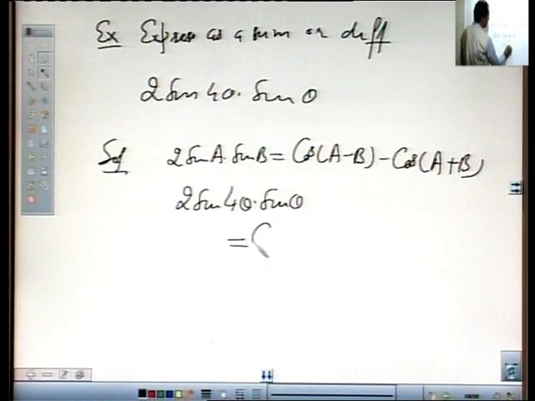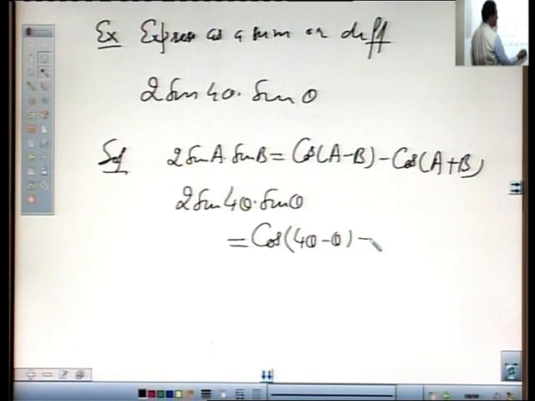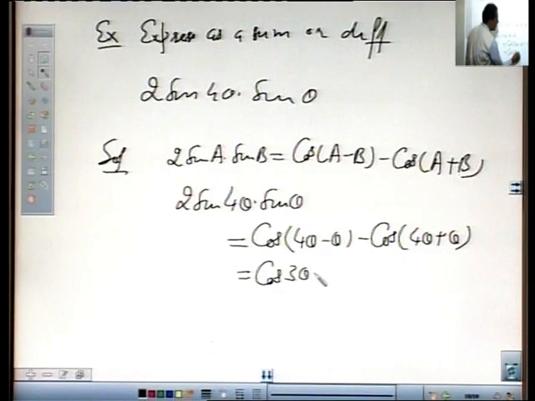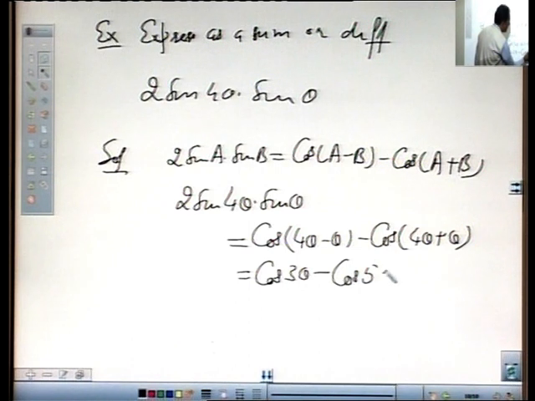cos of 4 theta minus theta minus cos of 4 theta plus theta, that is cos A minus B minus cos A plus B. Cos 4 theta minus theta is cos 3 theta, minus cos 4 theta plus theta is cos 5 theta. We express this product 2 sin 4 theta into sin theta as the difference cos 3 theta minus cos 5 theta.